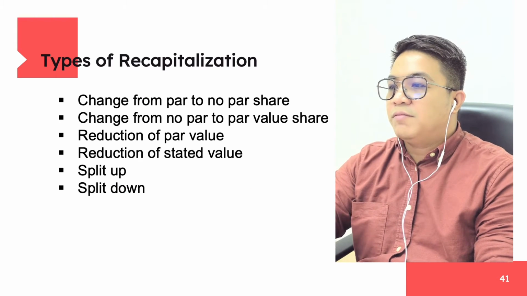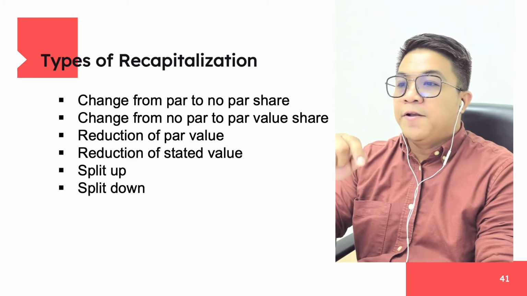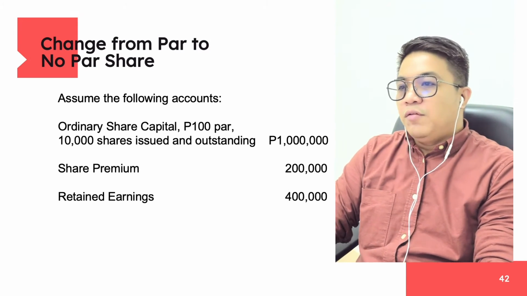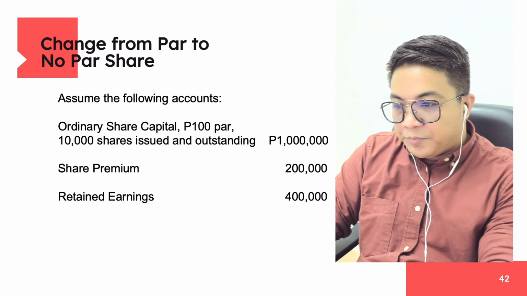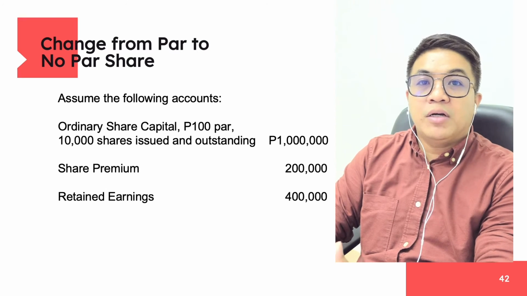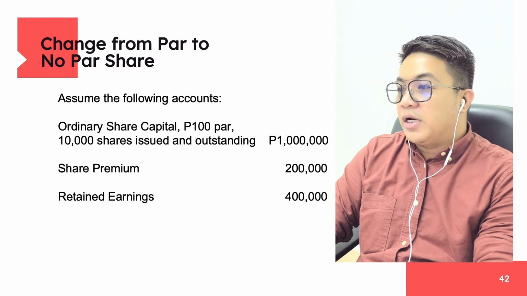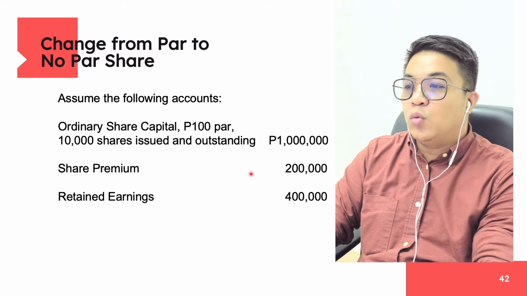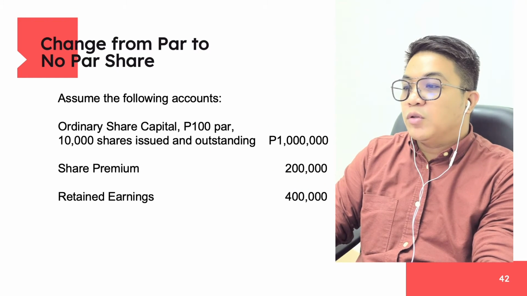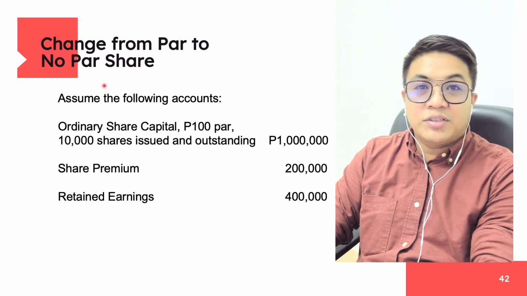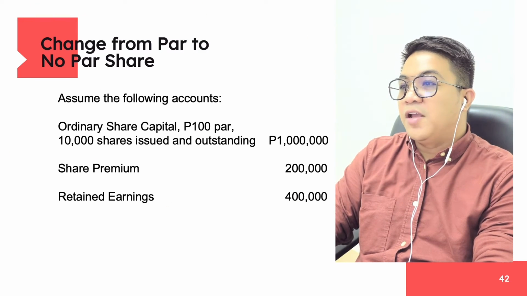Okay, number 1, change from par to no par value. So, let's see. Assume the following. We have cases as well, no? We have a few cases in connection to this. Change from par to no par share. So, assume the following: ordinary share capital amounting to 1 million, share premium of 200,000, and also the retained earnings. So, this is the given in our illustrative problem.